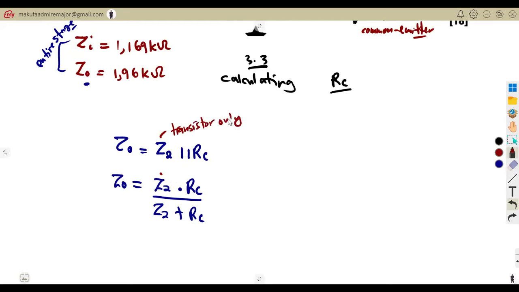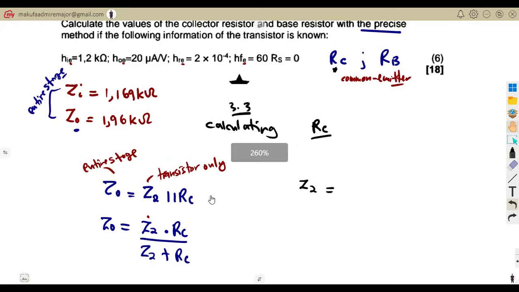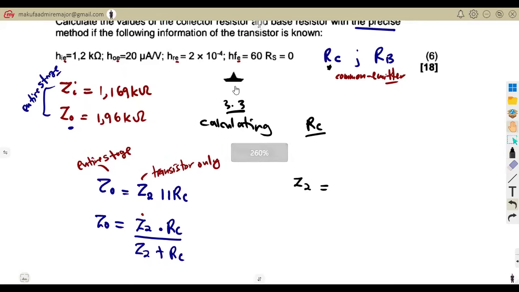So the transistor only. This is of the entire stage. So we need to calculate Z2, which is of the transistor only. From where? That is where we have to use our H parameters now. That's why we have to use H parameters. So this part, if you have forgotten, guys, those formulas that I was showing you from the notes are there in your formula sheet. So you have to present also from your formula sheet.